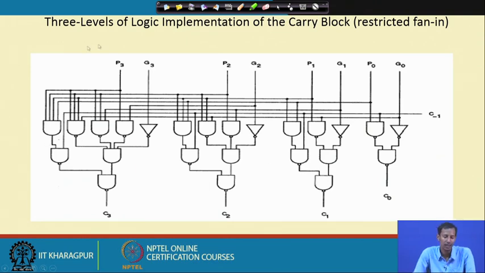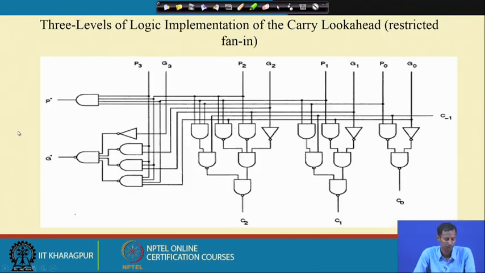Okay. So, this is the 3 levels. That means whenever we restrict the fan in, we are increasing the corresponding levels by 1. So, this is another implementation of this carry look-ahead adder with restricted fan in.